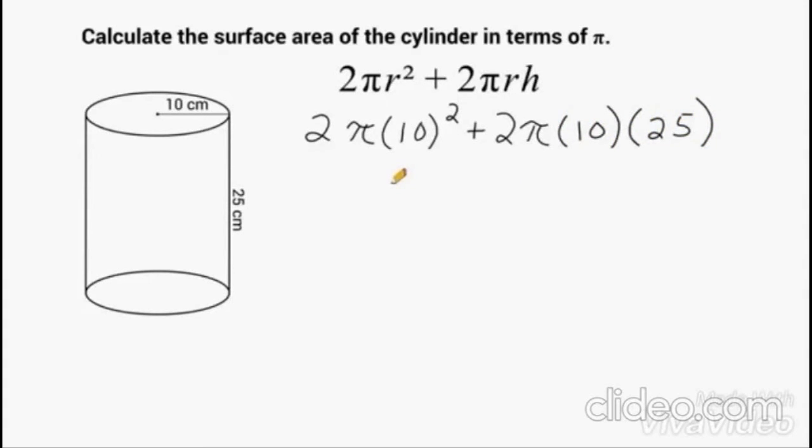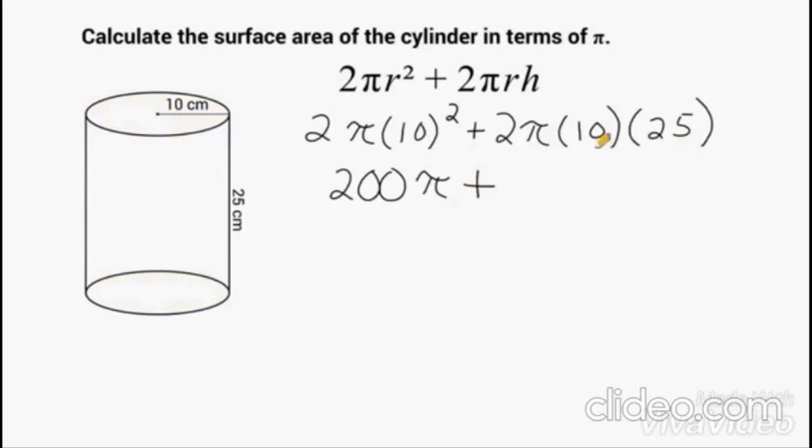Now that we have plugged all these values into the appropriate places, next is to simplify the left-hand part of our equation, before this plus sign here, and then simplify everything to the right-hand side of our plus sign. So we will take 10 to the second power, which is 100. Then we take 100 and multiply that by 2, which is 200. We have to take 200 and multiply that by pi. 200 times pi will give us the area of the 2 circular surfaces.